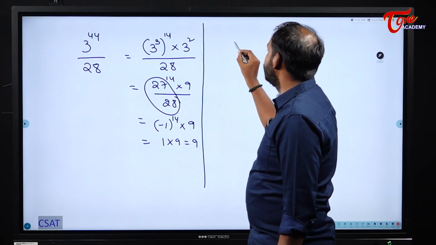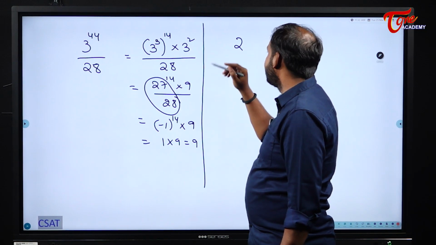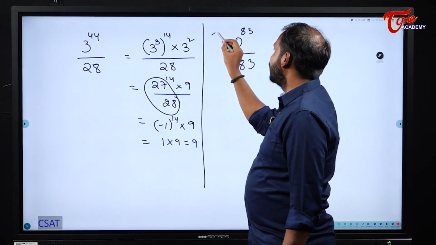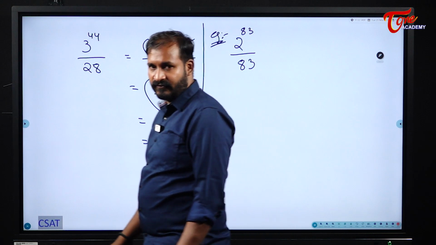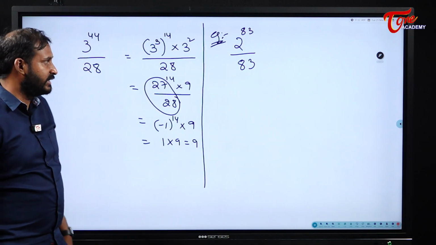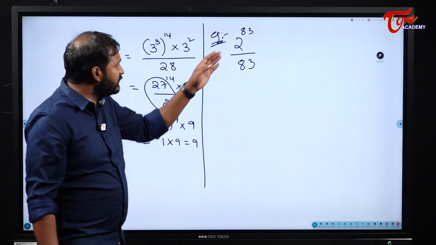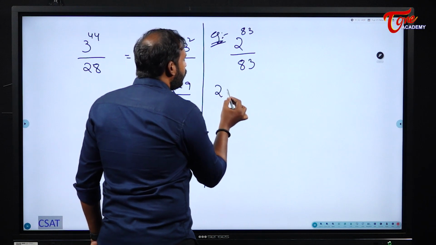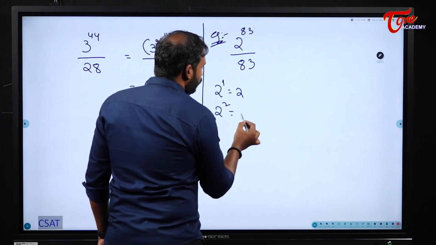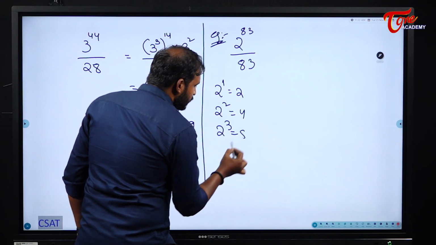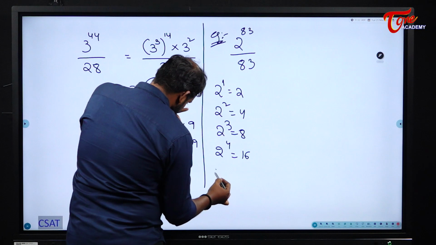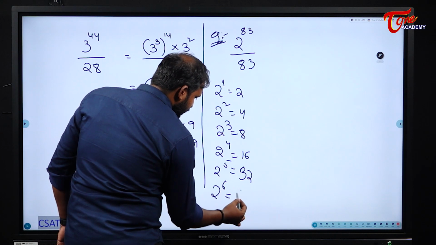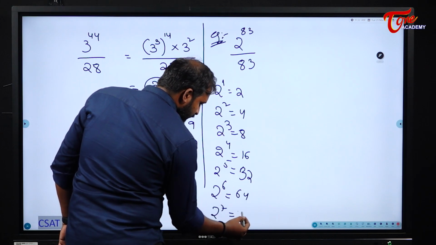For example, if I want to find the remainder for 2 to the power of 83 by 83. Nowadays they are asking this type of questions, students. 2 to the power of 83 by 83. First thing we will do is check which power of 2 is nearer to 83. So what do we get here? 2 power 1 is 2, 2 square is 4, 2 cube is 8, 2 to the power of 4 is 16, 2 to the power of 5 is 32, 2 to the power of 6 is 64, 2 to the power of 7 is 128.